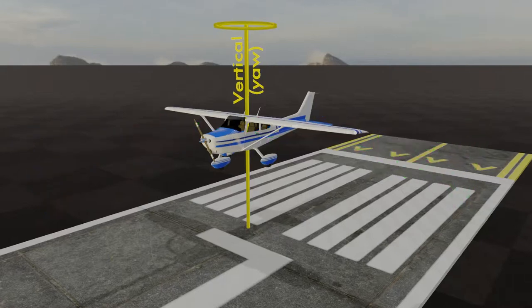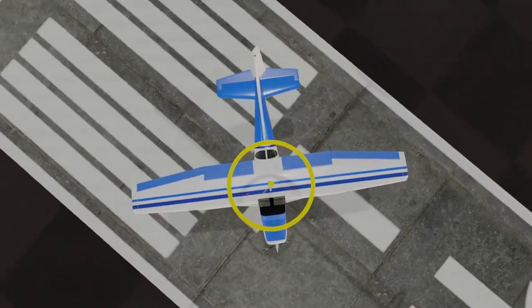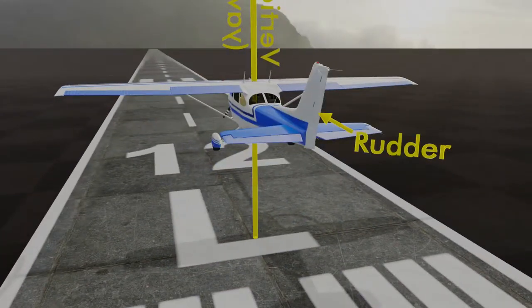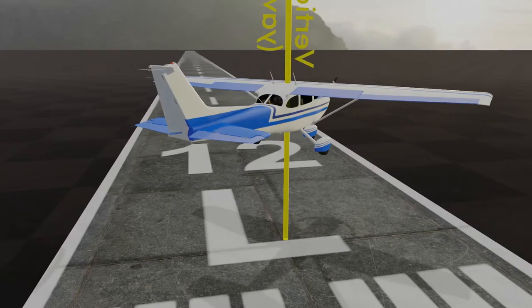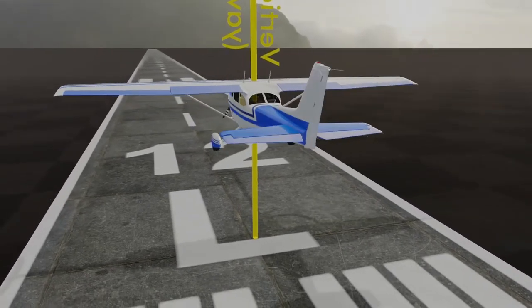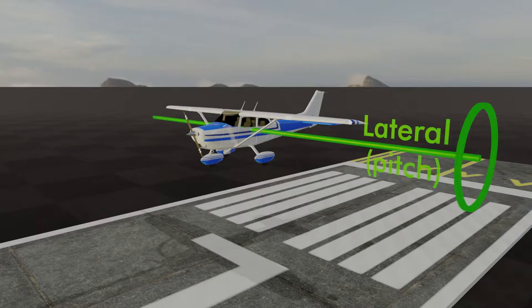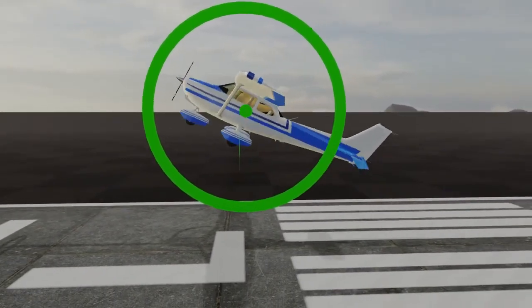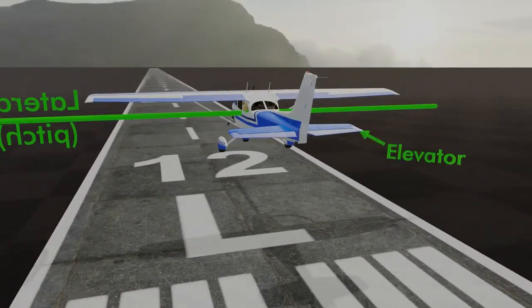The motion about an aircraft's vertical axis is called yaw. Yaw, or rotation about the vertical axis, is controlled by the rudder located on the tail of the plane. The motion about an aircraft's lateral axis is called pitch. Pitch in conventional aircraft is controlled by the elevator located on the tail of the plane.